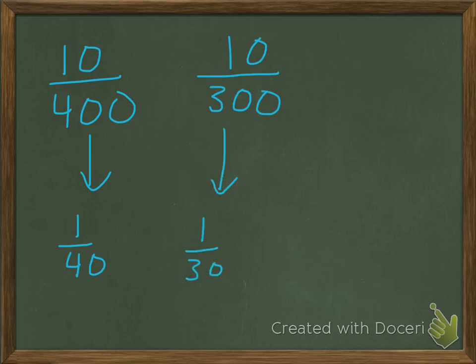1 over 30. Since it's complex probability, we're going to multiply these together. Top times top, bottom times bottom. 1 times 1 is 1. 40 times 30 is 1,200. This is the probability of him winning both. Questions?